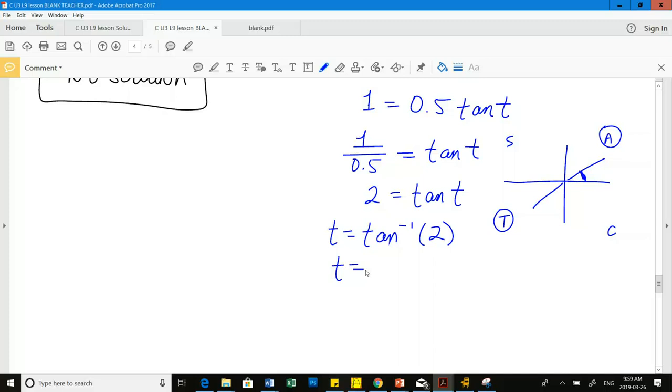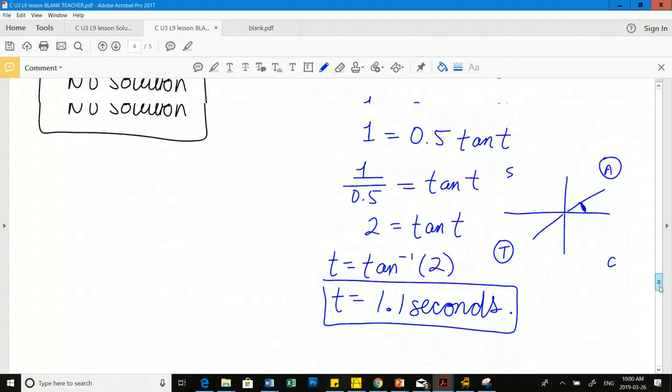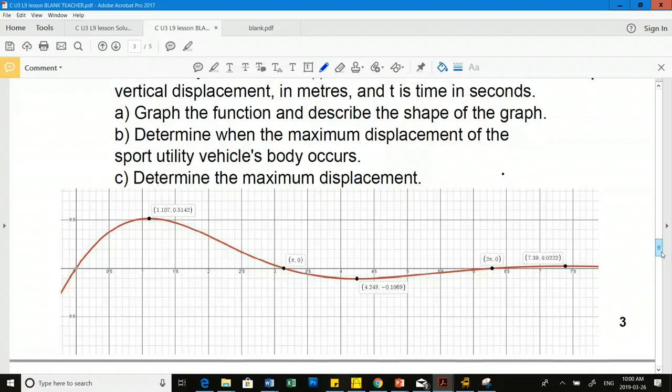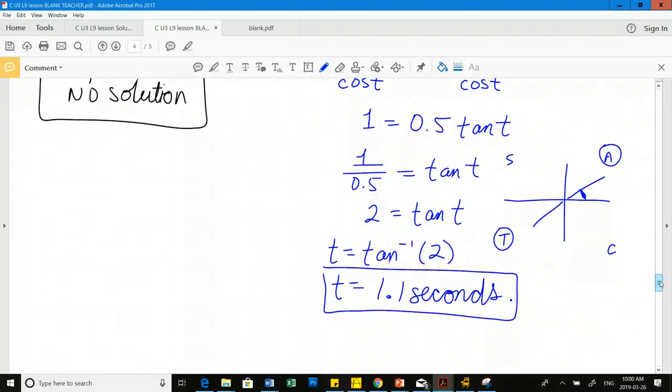Okay, tan inverse of 2, making sure we're in radian mode. You got 1.10? Okay, so about 1.1 seconds. I got that as well. And we already knew that from our graph, right? If you look at our graph here, we can see that the max is occurring at 1.107 seconds. So that helps us know that we've proven this and shown it correctly algebraically.